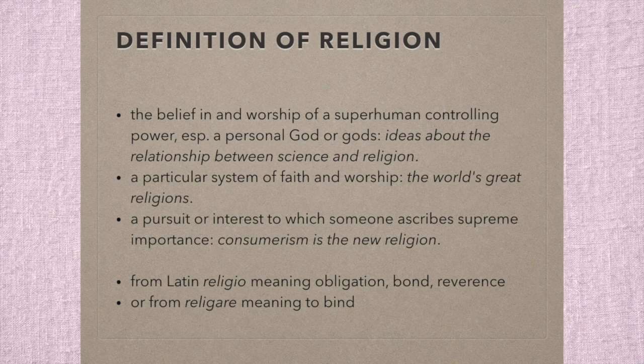So you can look at religion in a couple of different ways, as either particular worship of a god or as more of a sort of a worldview or a way of understanding ultimate reality. I'm going to pop up a couple of slides that show you 1 or 2 or actually 3 ways of defining religion, and these are just sort of standard dictionary definitions of religion. So the belief and worship of a superhuman controlling power, especially a personal god or gods, or a particular system of faith and worship, or a pursuit or interest to which someone ascribes supreme importance. So some of the things that we will study may in fact fall under that 3rd definition.